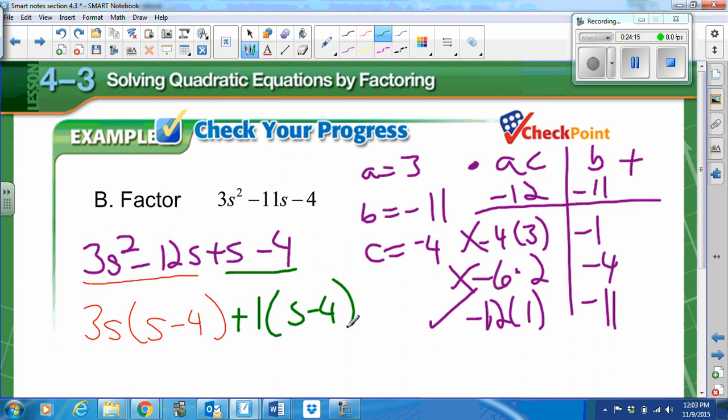So when I look at the red and I look at the green, they have x minus 4 in common. When I pull x minus 4 out of the red, I have 3x. When I pull x minus 4 out of the green, we're left with plus 1. That is all you can do to this because it is only an expression.